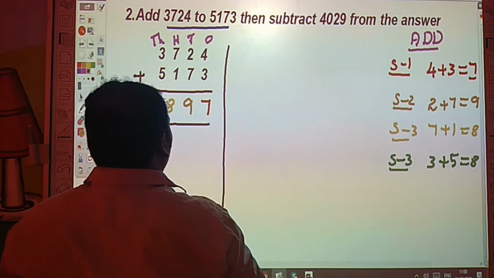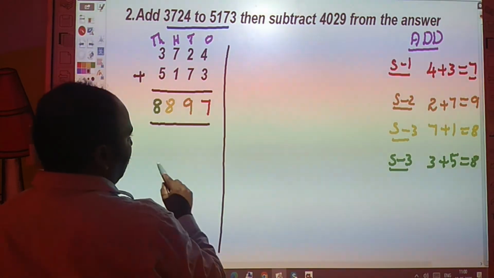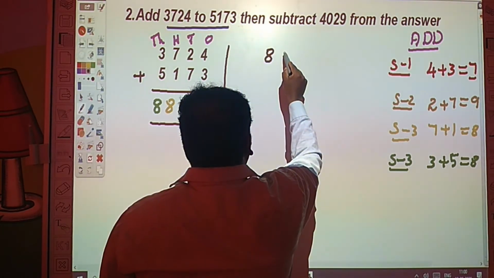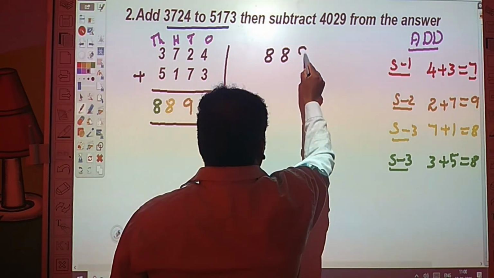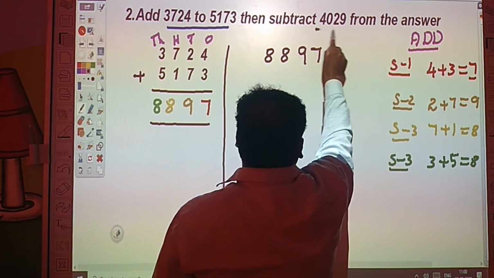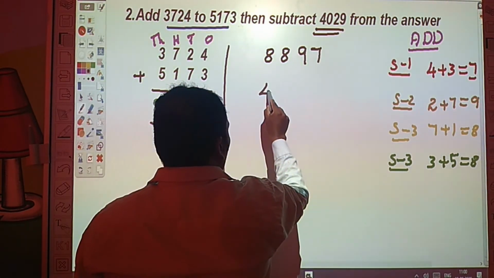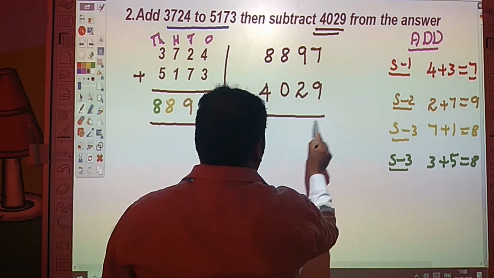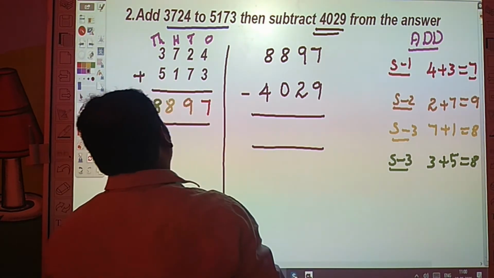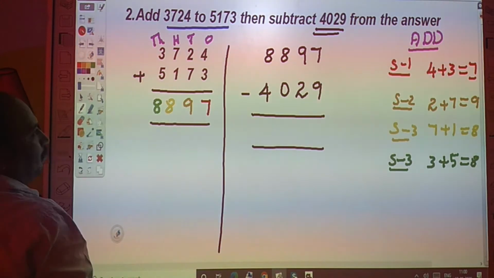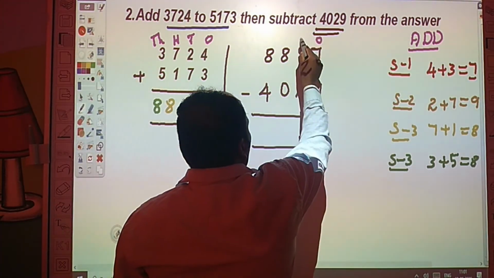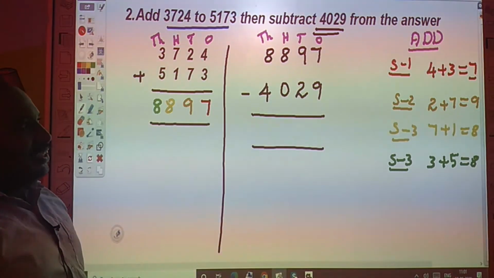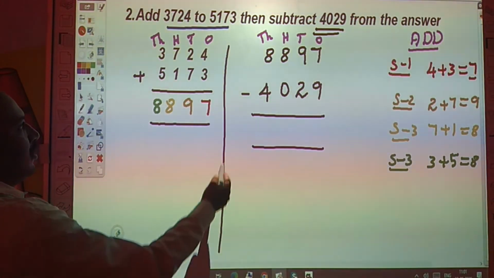Our answer is 8897. Next we want to subtract. The next number given is 4029. So we take the place value: ones, tens, hundreds and thousands. It is the subtract part.